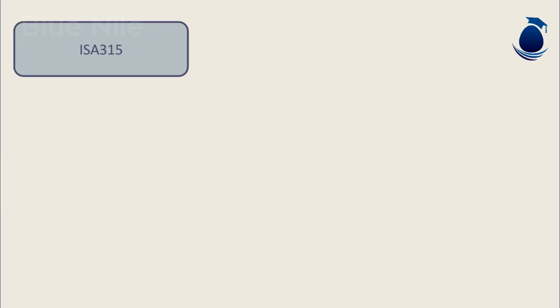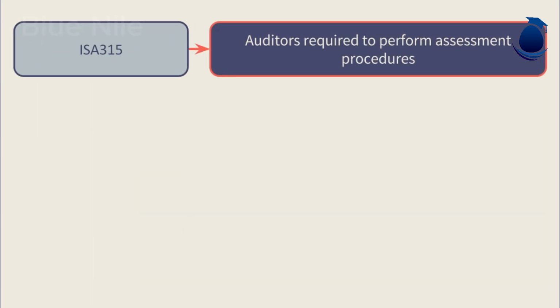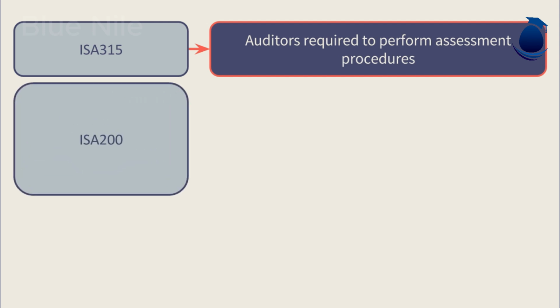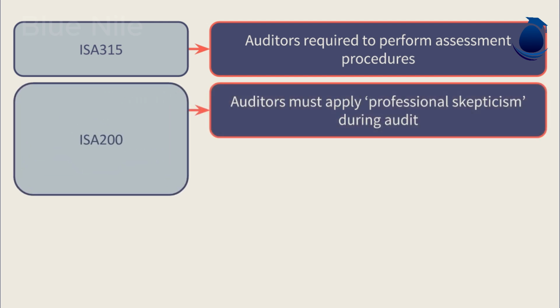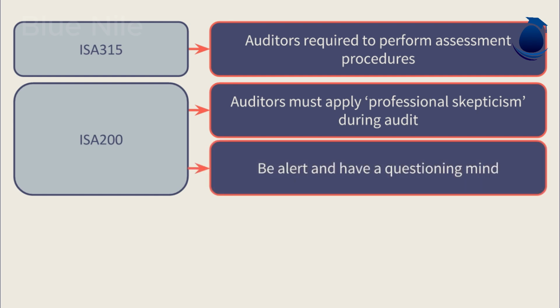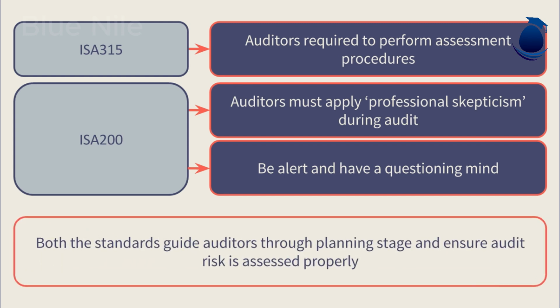ISA 315 requires auditors to perform risk assessment procedures. ISA 200 requires auditors to apply professional skepticism during the audit, including planning the audit. This means they must be alert to issues that may cause misstatements and have a questioning mind when carrying out their work. Both of these auditing standards help guide the auditor through the planning stage and ensure audit risk is assessed properly. The auditor must somehow identify audit risks so they can be included in the plan.